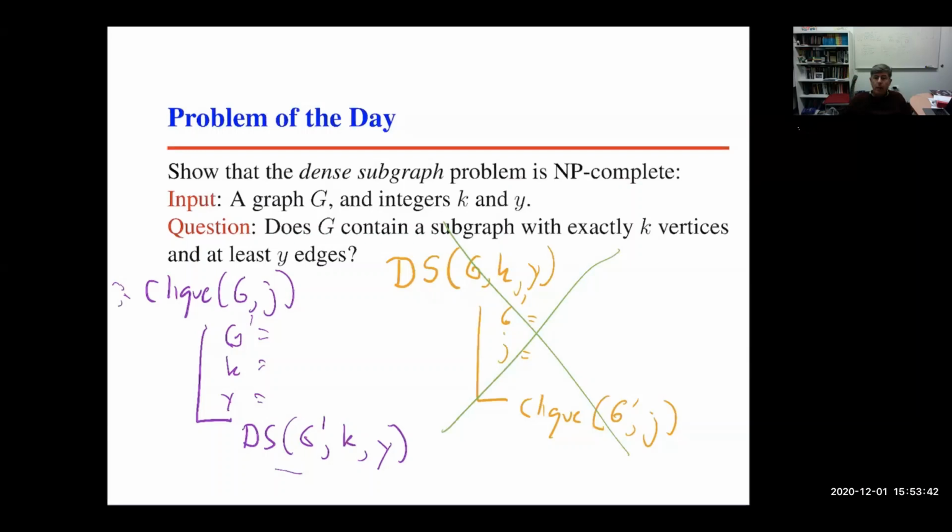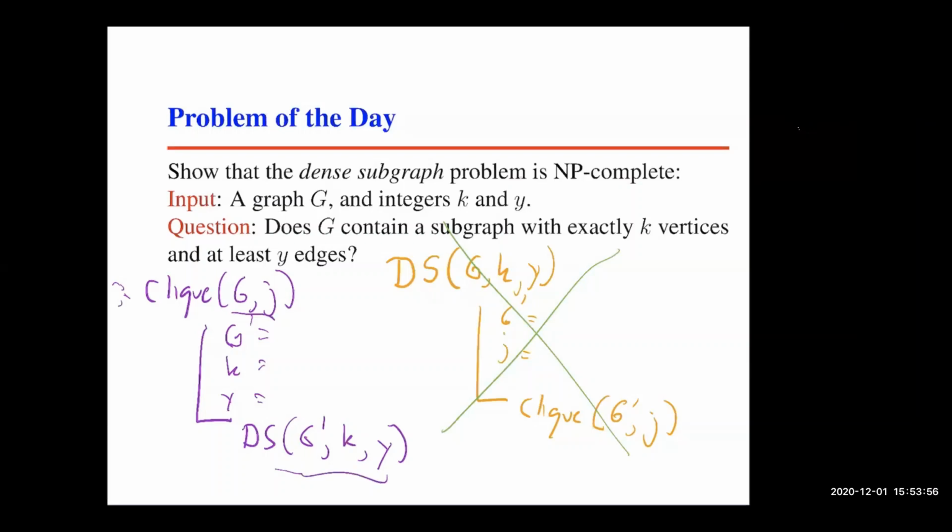Okay? So someone complete for me what G prime, K, and Y are, so that clique of this equals densest subgraph of that. I'm going to propose G prime is G. K is J. And then Y is K times K minus 1 over 2.